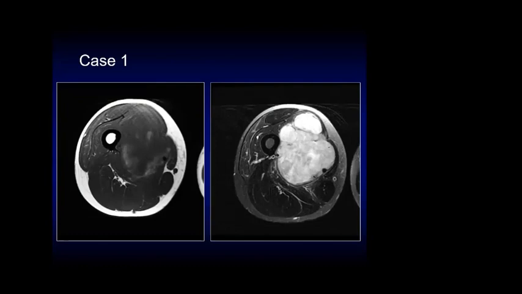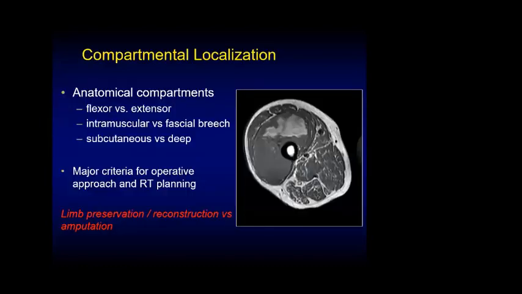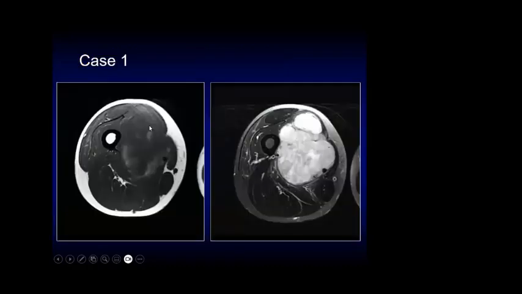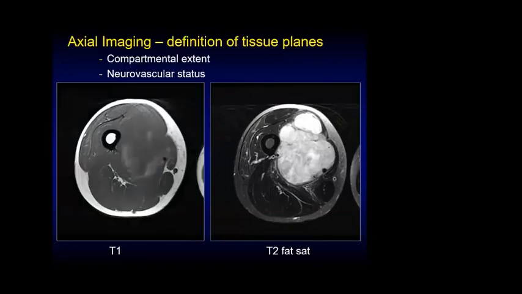Our topic here is compartmental localization, and we need to know our anatomic compartments in each extremity. This is the kind of test case I gave you because I want to assess how much depth you have with your compartmental anatomy. This is quite important for local staging. As I said, we're doing the MRI here for local staging.